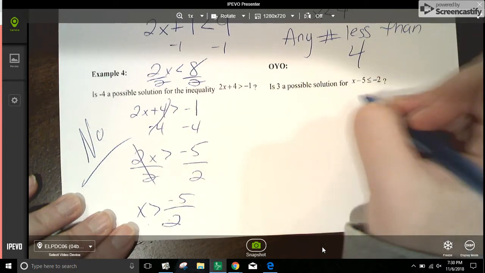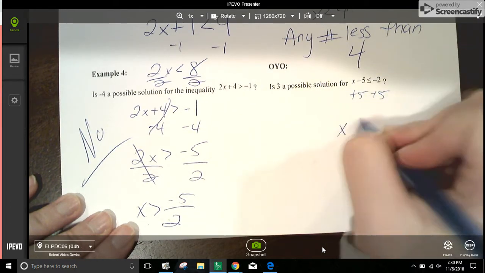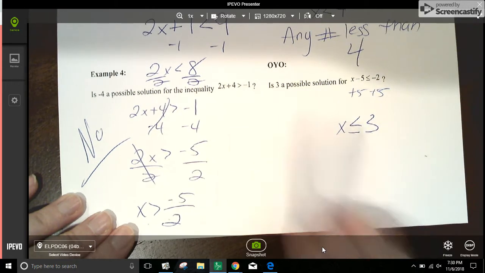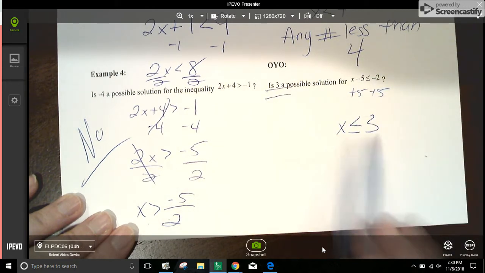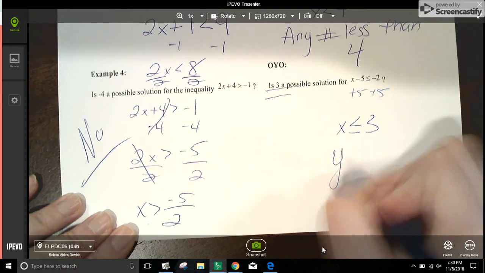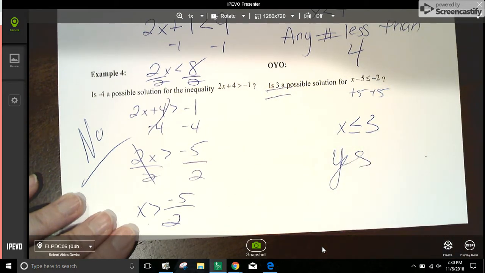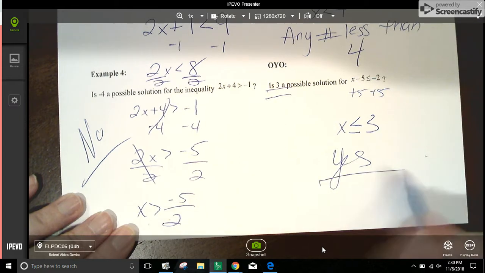For this one, if I solved it, x is less than or equal to 3. So is 3 in this shaded region? Yes, because this is including 3. So solutions are just where you shade. Anything that can be shaded.